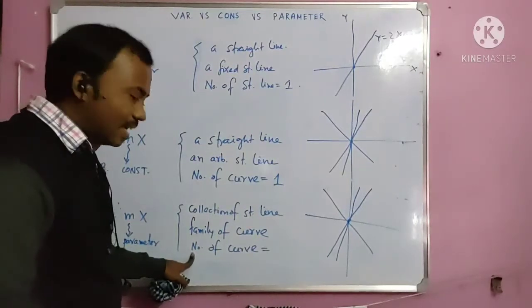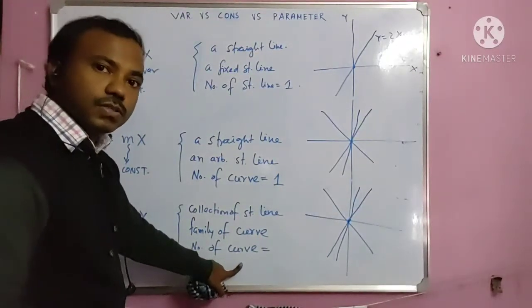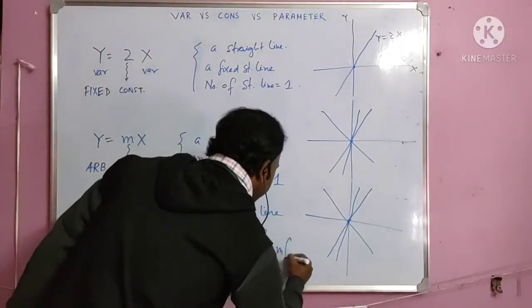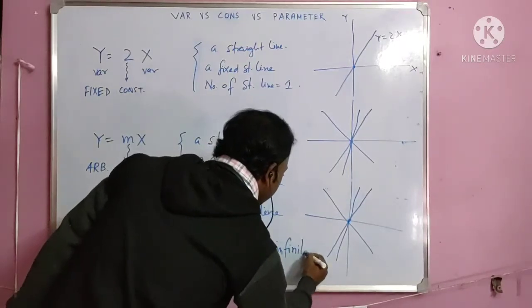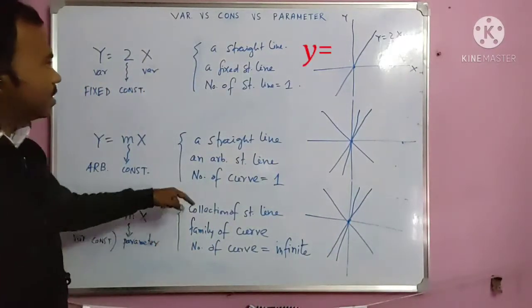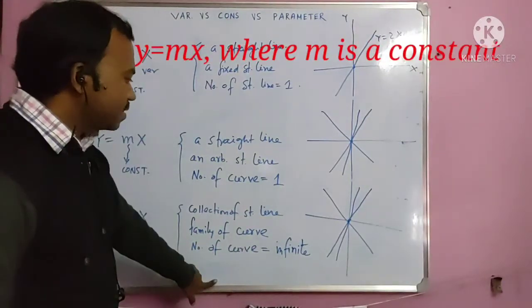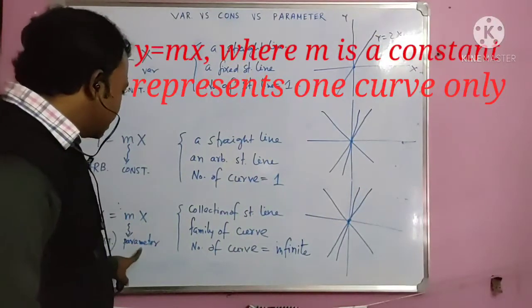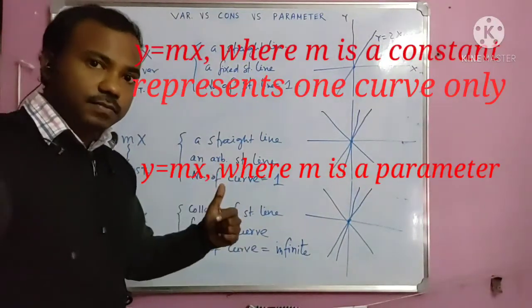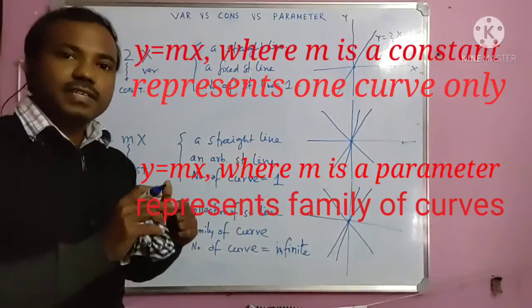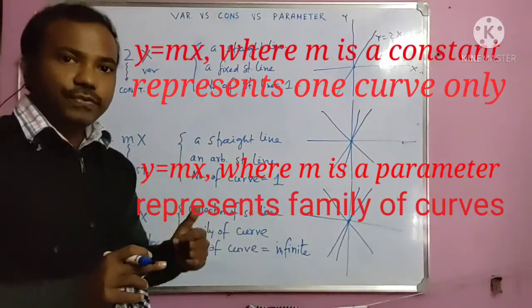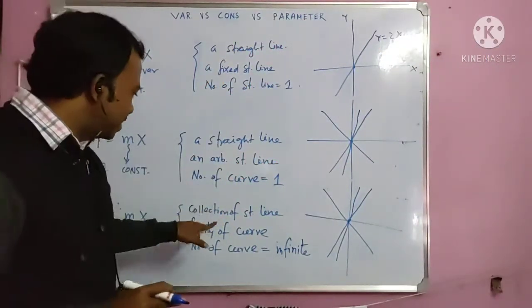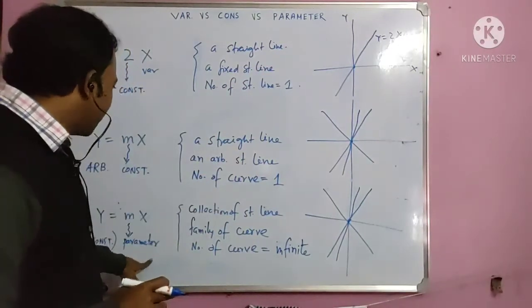Now if I ask you the number of curves, we are considering all these things, so the number of curves this time is infinite. So what is the difference we are getting between these things? Look, whenever you have a parameter in an equation, you have a family of curves, and if there is no parameter in a curve, then that curve is a single one. So that is the main difference between parameters and constants.